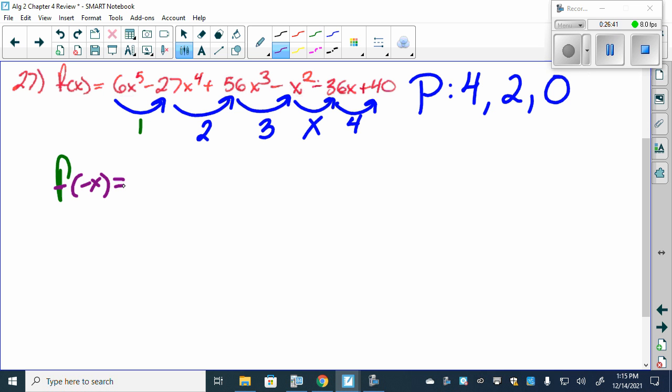So when we look at the first one, we have x to the fifth. Well, the fifth power would be odd, so the sign would change. Because it's positive 6x to the fifth, it's now going to become negative 6x to the fifth. Our next power is even, so the sign would stay the same. Since it's negative 27 to begin with, it's going to say negative 27x to the fourth. Our next one is 53x to the third. Well, that is an odd power, so the sign would change from positive to negative.